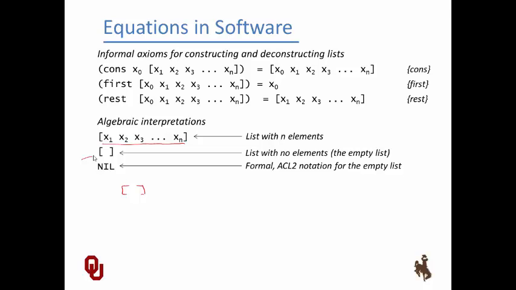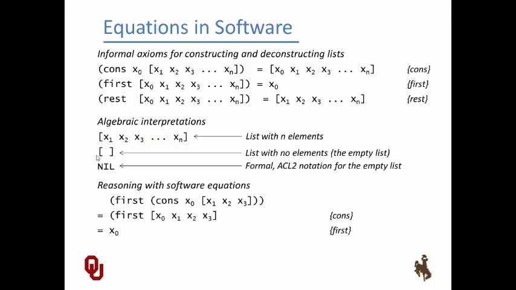The ACL2 name for the empty list is nil. So nil stands for the empty list, and it also, as you know, stands for the value false. So it's interpreted as a true-false value, namely false if it's in a Boolean context, and as an empty list if it's in a list context.